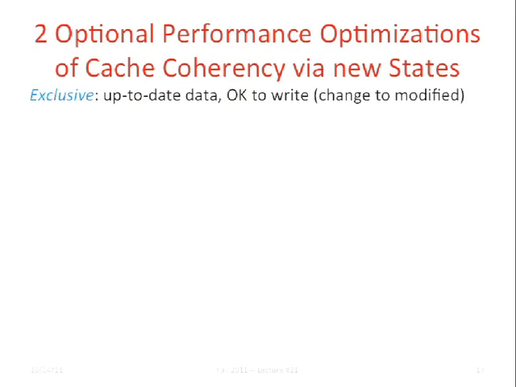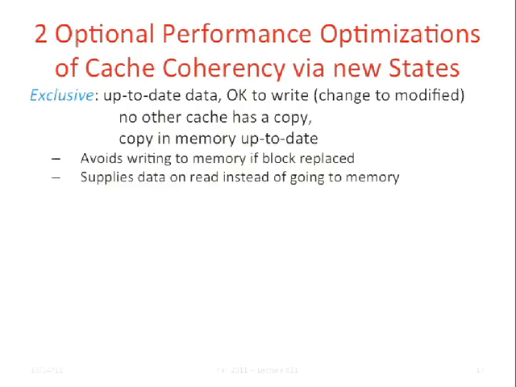Well, the way you tell the cache how to do that is you invent a new state, and you build the cache to be able to do the right thing for that state. Another state that is out there is exclusive, which means you've got the up-to-date data. It's okay for you to write it, but when you write it, you've got to change its state to modified. No one else has a copy. That's what exclusive means. And exclusive also means that the copy in memory is up to date. So if you want to write it, you change it to modified. What that means is that the copy in memory is no longer up to date, or it won't be after you do the write.